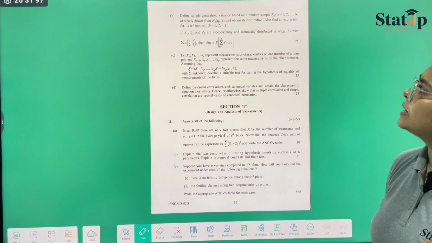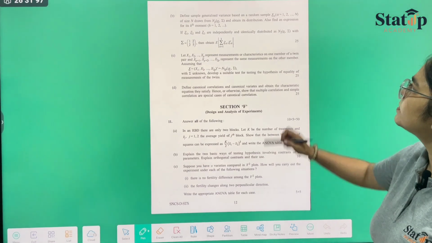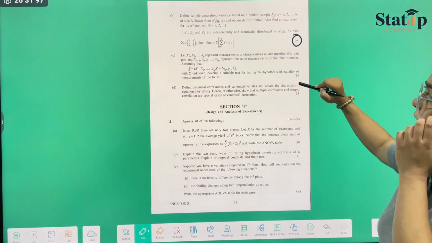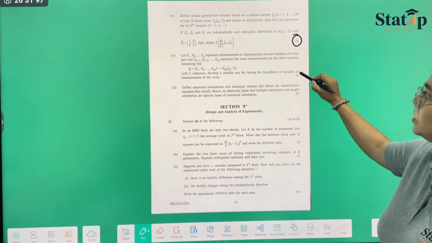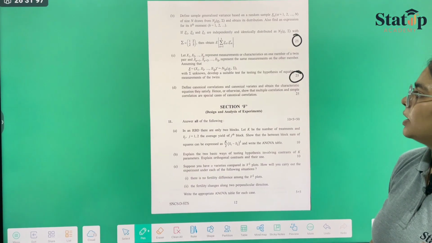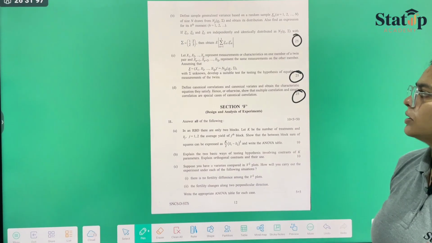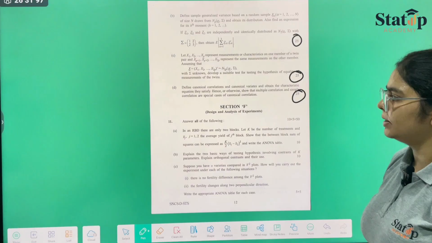Then second is simple generalized inverse matrix, 25 marks, whole question. Here also they have asked us about the testing of hypothesis equality, 25 marks. Canonical correlation and canonical variates, 25 marks. This concludes your choice question.